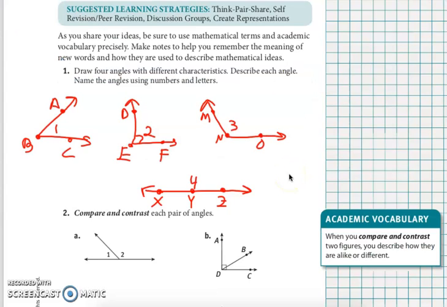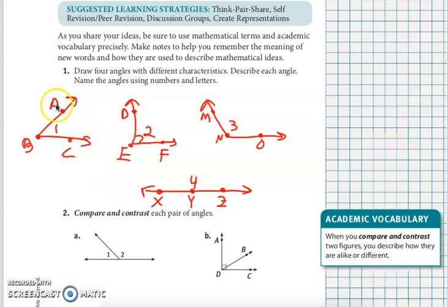Alright, so right here are some angles you could have drawn. These are just some examples. Your answers don't have to look exactly like this, but in general, if you're naming 4 angles with different characteristics, 4 types of angles that would be good to have that are different would be an acute angle, a right angle, an obtuse angle, and a straight angle.